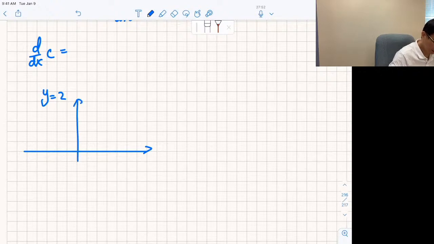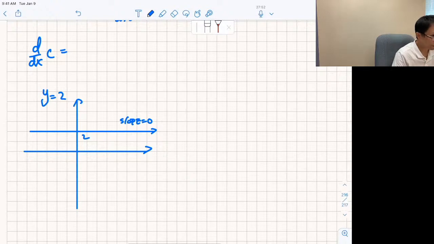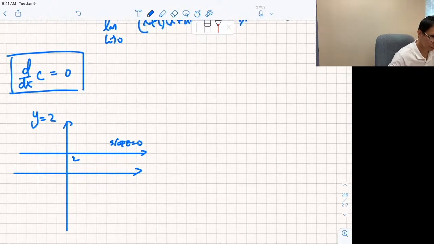That means it's a horizontal line at 2. Does that make sense? Slope is equal to 0 because it's flat. So the derivative of a constant is 0. Any constant. So d/dx of pi is what? 0.